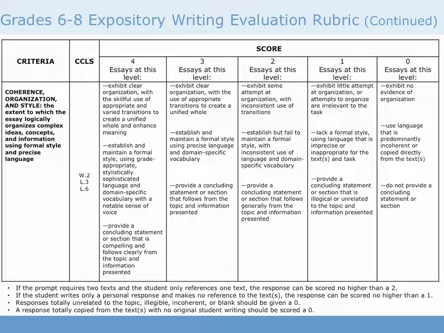This criterion is used to assess Writing Standard 2, Language Standard 3, and Language Standard 6. At level 4, essays exhibit clear organization with the skillful use of appropriate and varied transitions to create a unified whole and enhance meaning. At level 3, they exhibit clear organization with the use of appropriate transitions to create a unified whole. At a 2, essays exhibit some attempt at organization with inconsistent use of transitions.